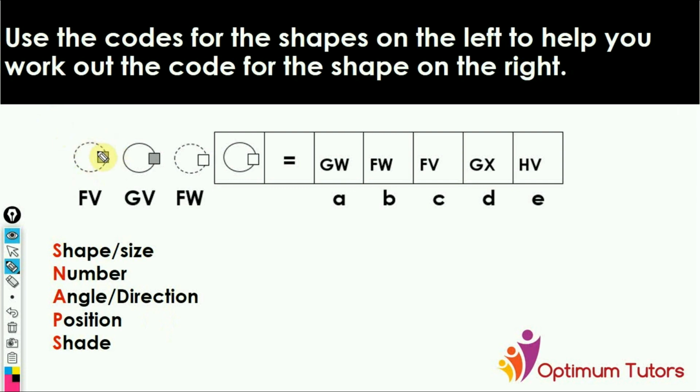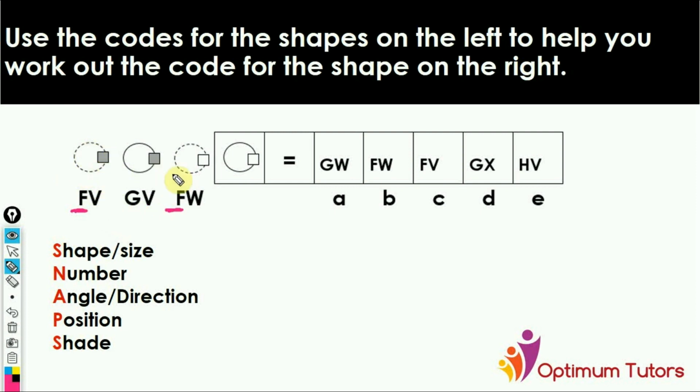So here in our figure here, we've got a circle with a dotted line and a grey square. We've got a circle with a solid line and a grey square, and we've got a circle with a dotted line again, but this time with a white square. So what we're looking for is what is similar and what is different, so we can work out what each thing is worth. So if we look here we both have the letter F for both figures. So we need to look at what is the same with both figures, because that must represent F.